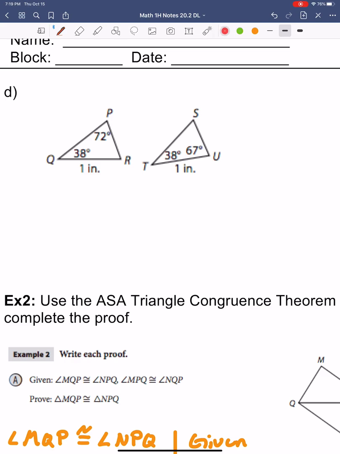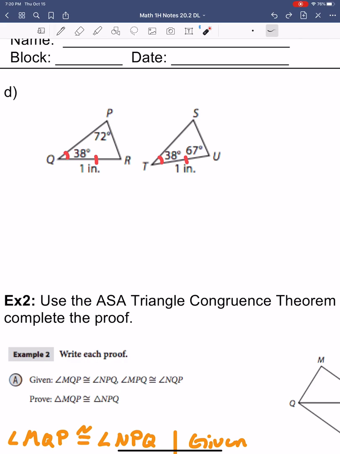We know that these two sides are equal. That's side TU and side QR, because those are both 1 inch. We also know that angle T is congruent to angle Q because they're both 38. Okay, and then for these to be congruent by angle side angle, we would need angle R to be congruent to angle U. That way we would have this included side in between those angles. So we've got to figure out what angle R is because we don't know that right now.